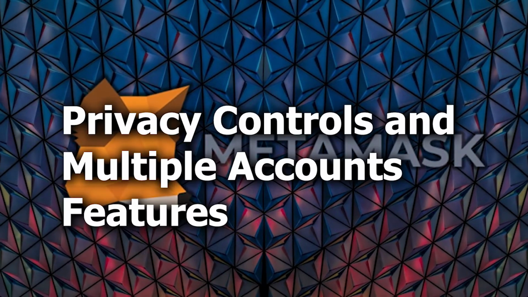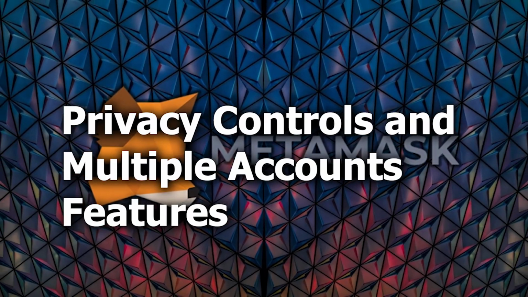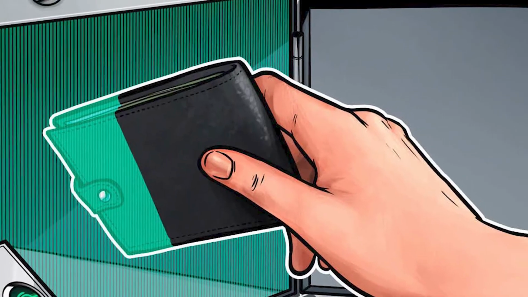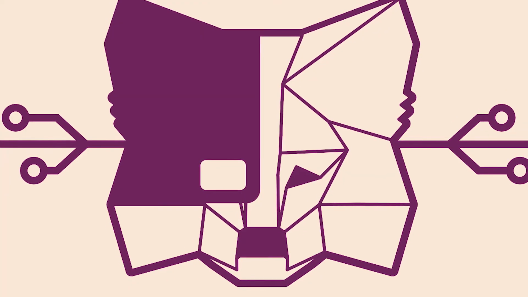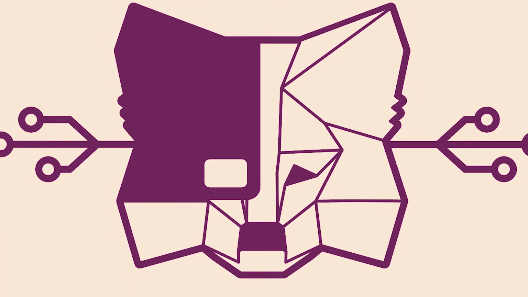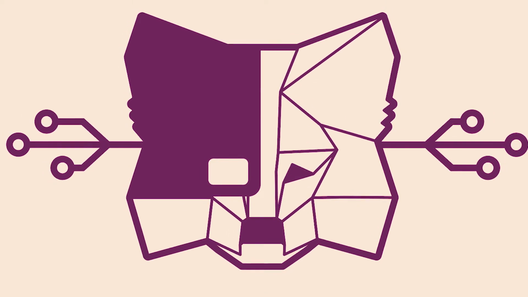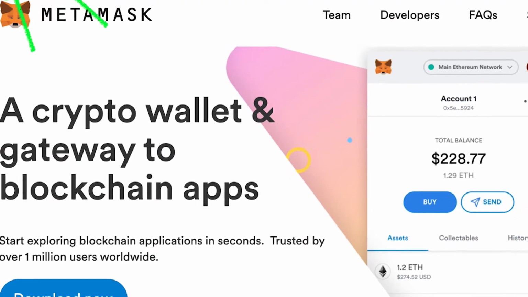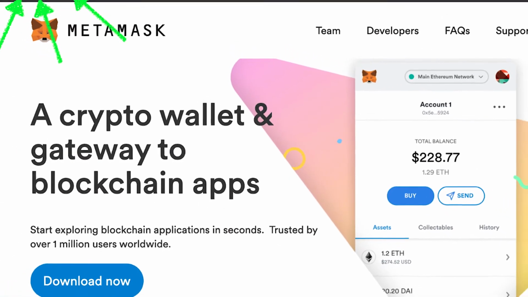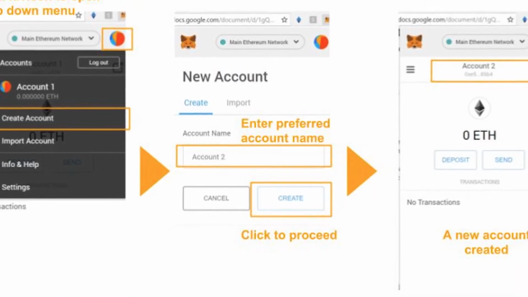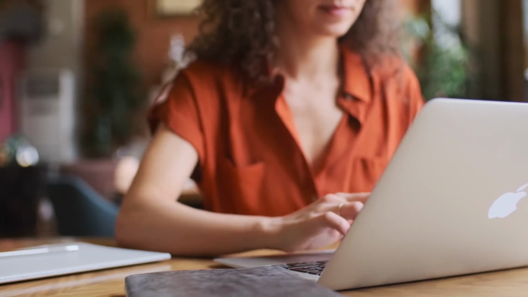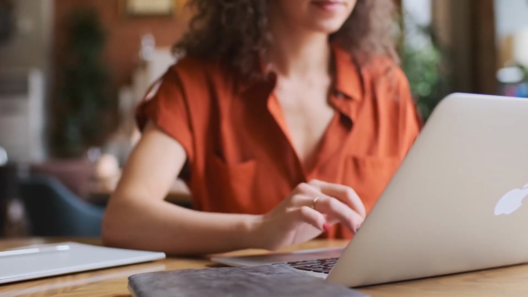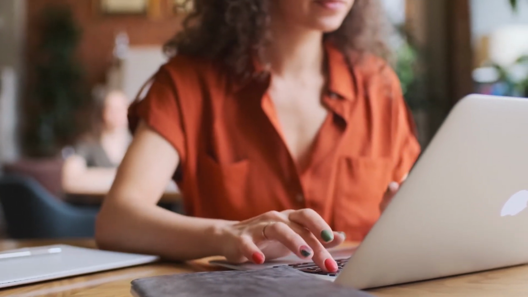Let's now discuss its privacy controls and multiple account features. Metamask just implemented support for multiple accounts. You can choose one or more accounts to associate with a website when you connect to it, or you can establish a new account exclusively for that site. You control what information each site gets access to. By opening the menu, you can create new accounts. It only takes a second, and each new account is linked to the same seed, so you won't have to remember a new seed phrase each time.